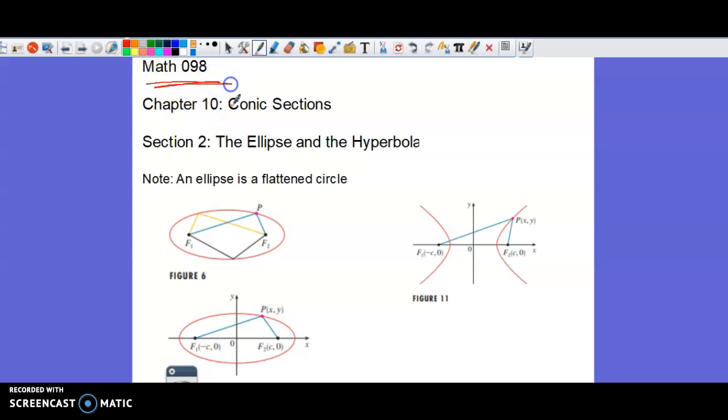Hey, Math 180. We are continuing with Chapter 10, Section 2. We're moving on to the ellipse and the hyperbola. So this first video will mostly be about the ellipse. And hopefully I do some justice explaining this in a good way for you.